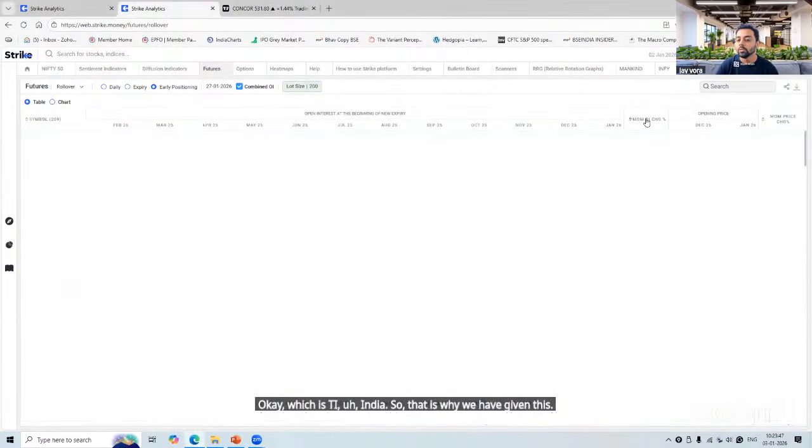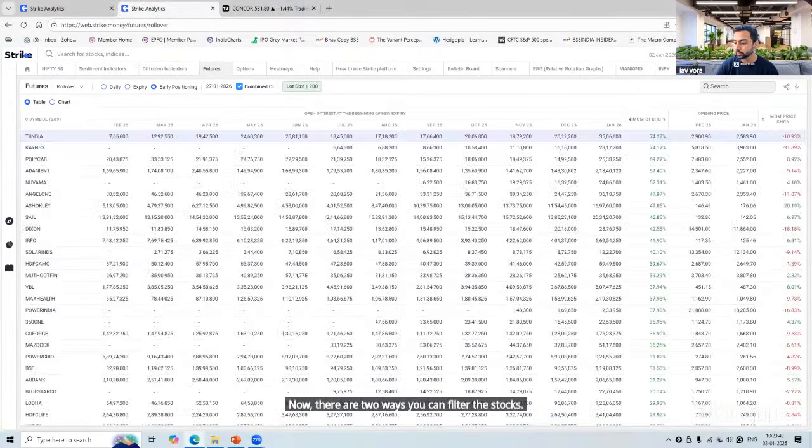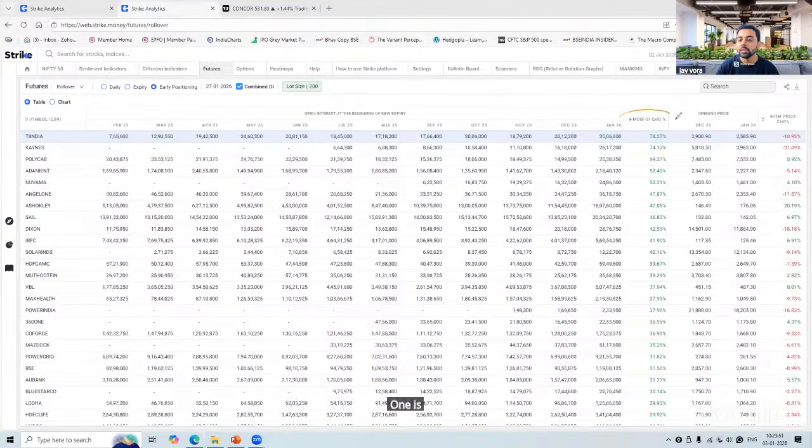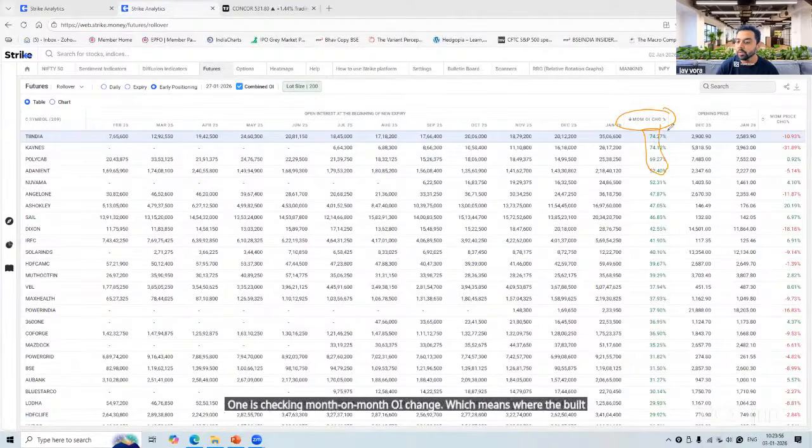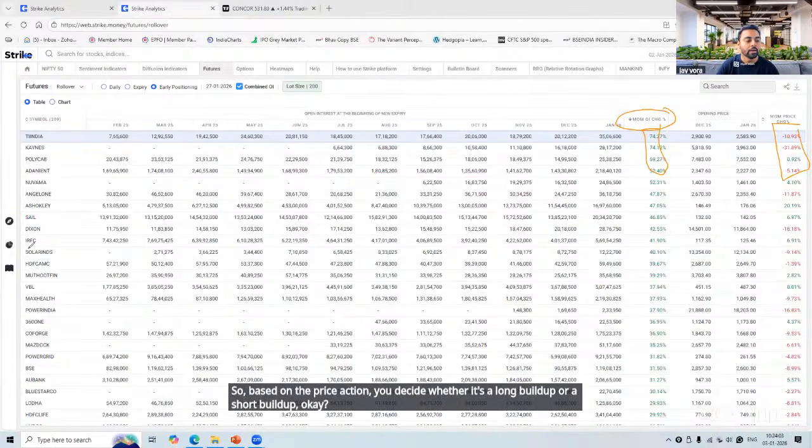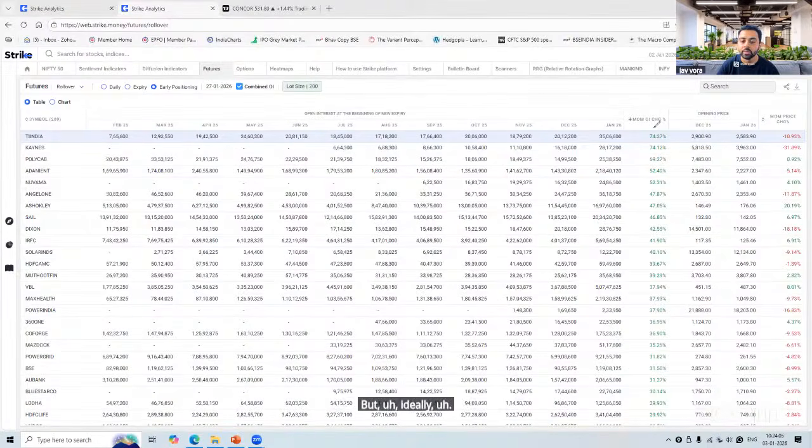Now, there are two ways you can filter the stocks. One is checking month on month OI change, which means where the build up is happening. So based on the price action, you decide whether it's a long build up or a short build up. Okay. But ideally, this is the way you need to interpret it: if the OI change is very high, along with a price change which is also very high, then it tells you that a lot of people are short in that.